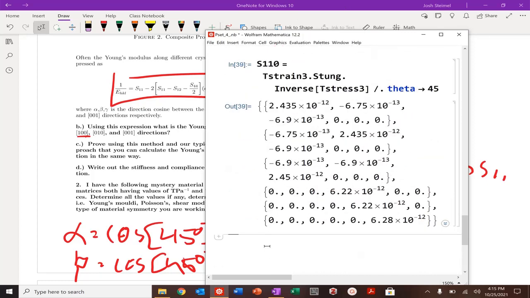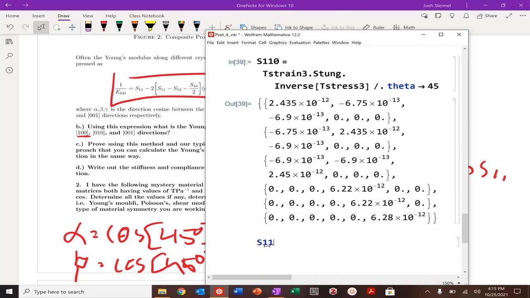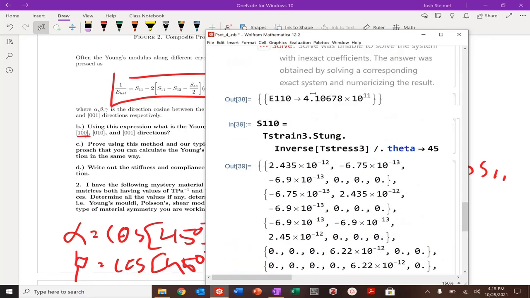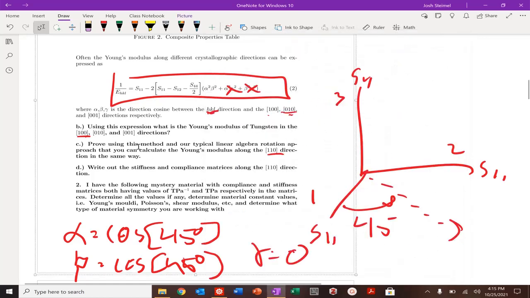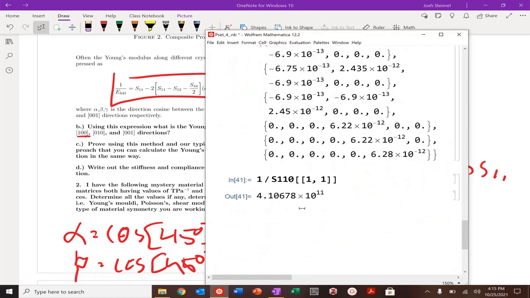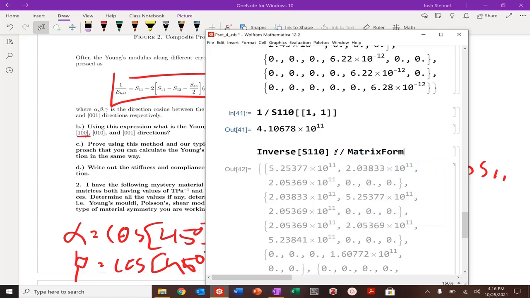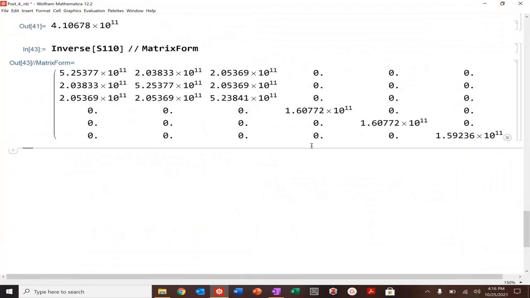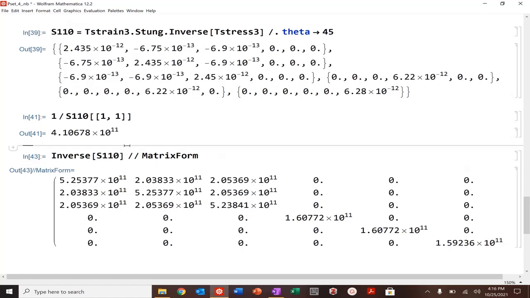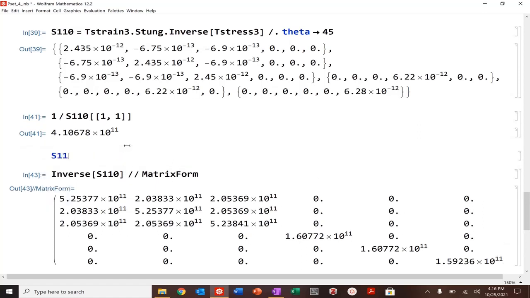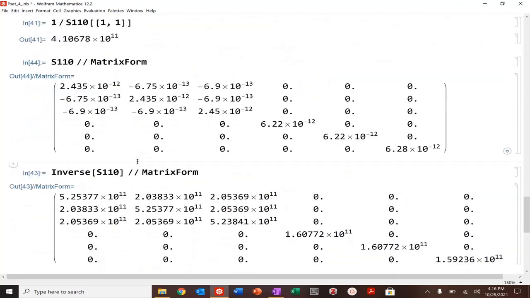So if I do that, if I do my S110, pull out my 1, 1, if I do 1 divided by that, what do you know? The exact same value. Perfect. Write out the stiffness and compliance matrix along the 1, 1, 0 direction. So I already have my stiffness. My compliance is just going to be my inverse of S110. And that is, let's look at it in matrix form. And that would be my compliance matrix. So I could look at it as well here. So if I do S110 slash matrix form. And that is problem 1 done.